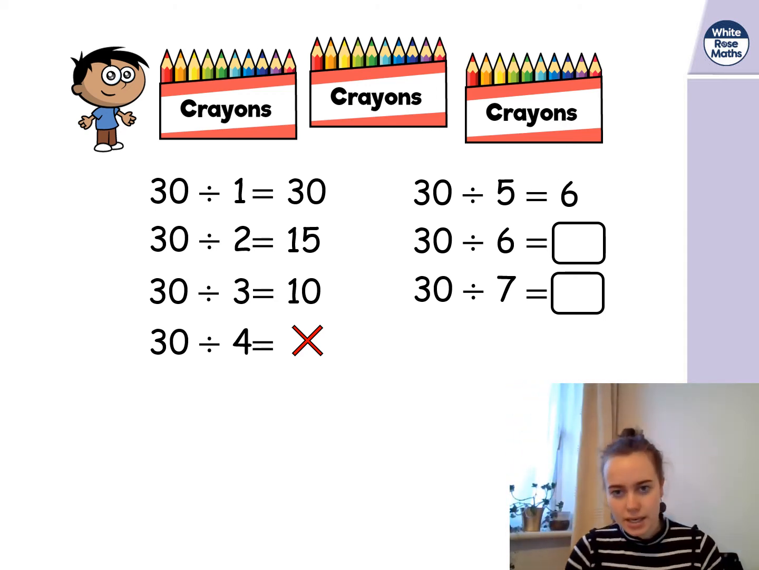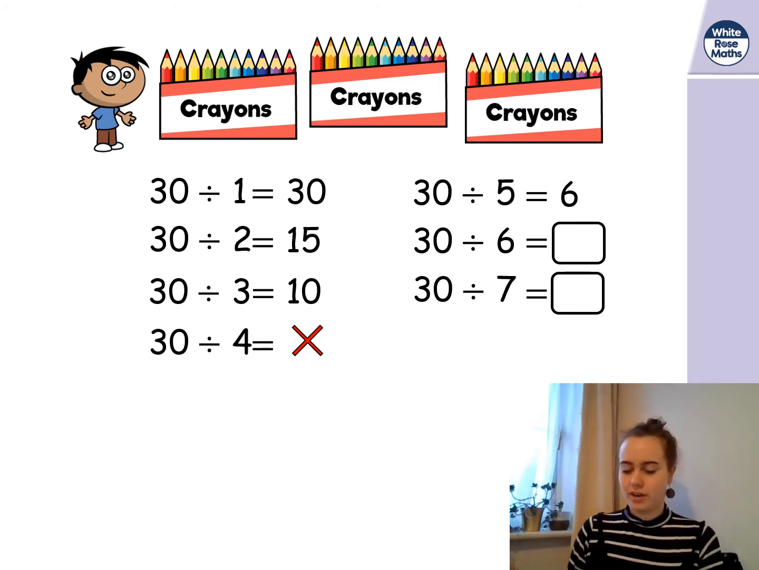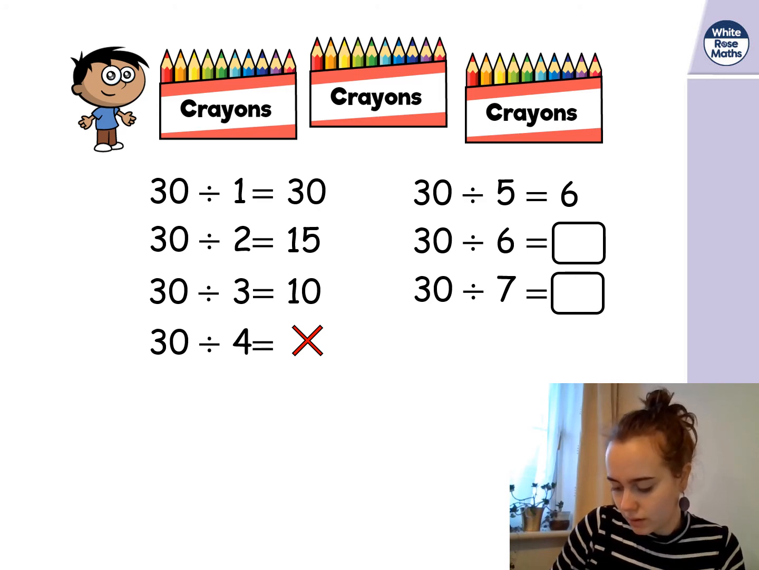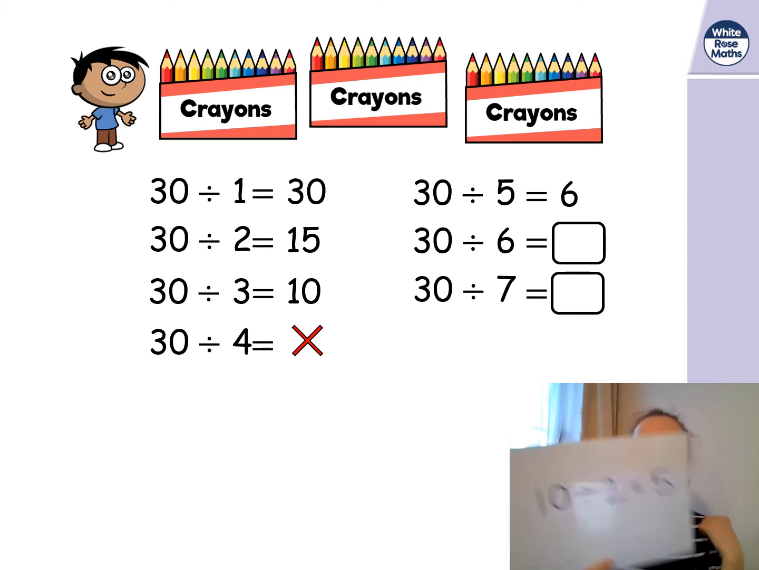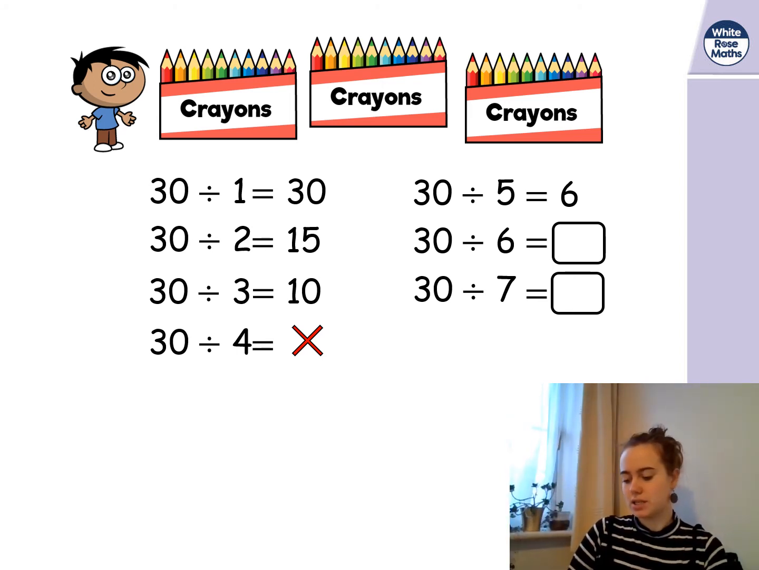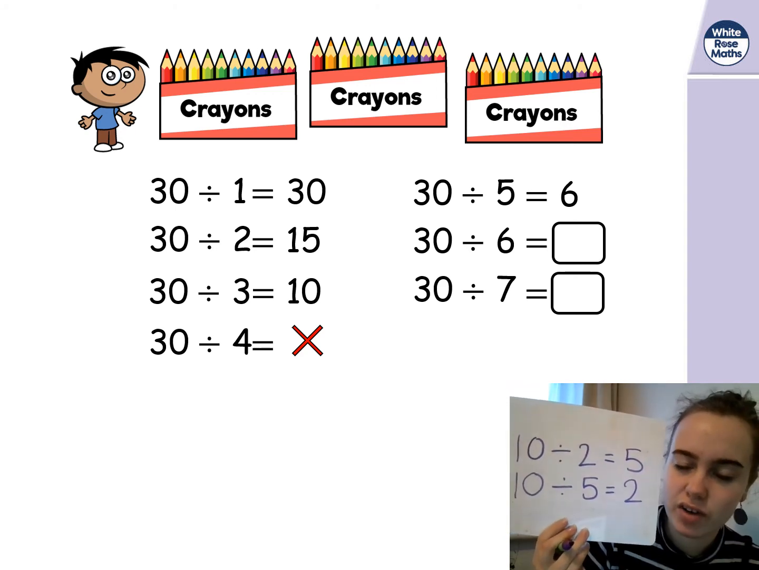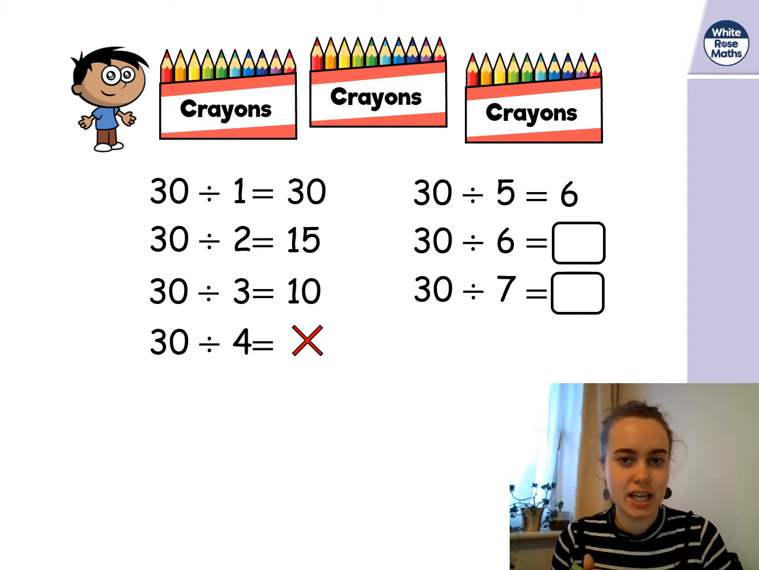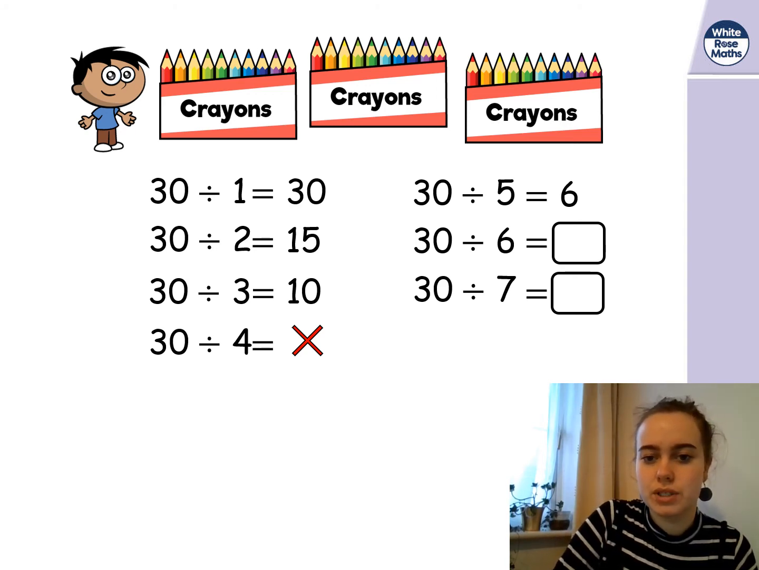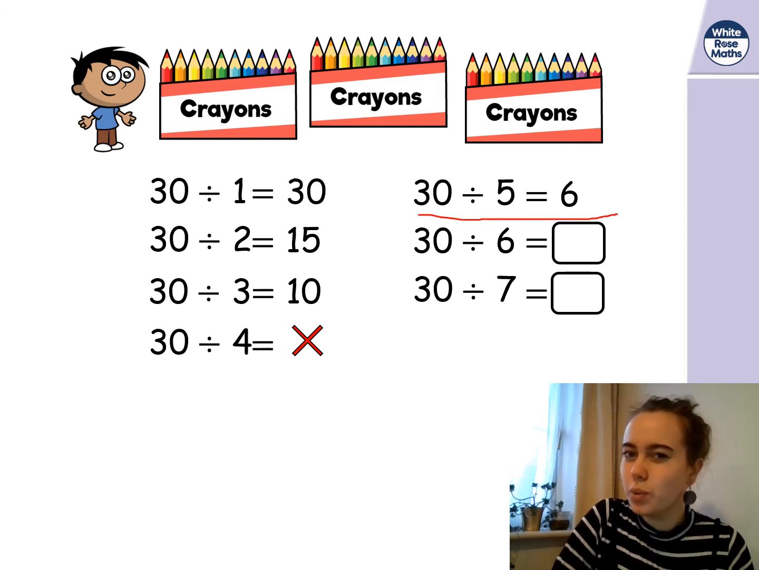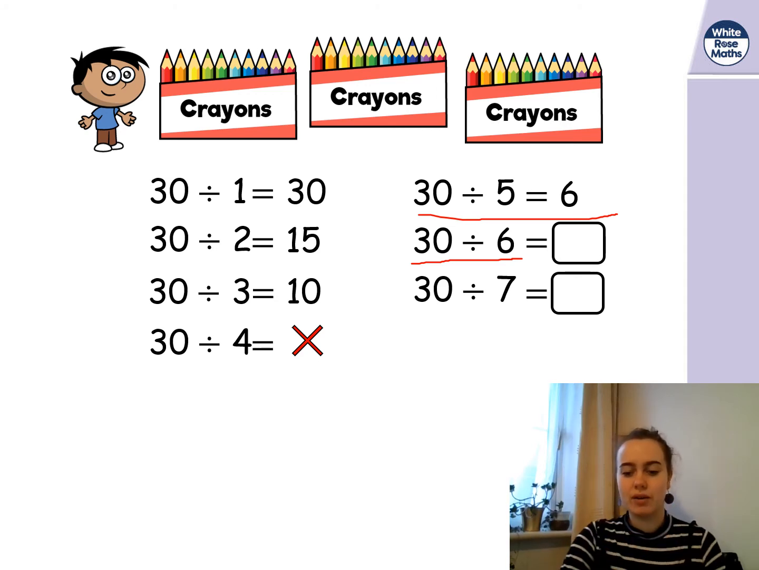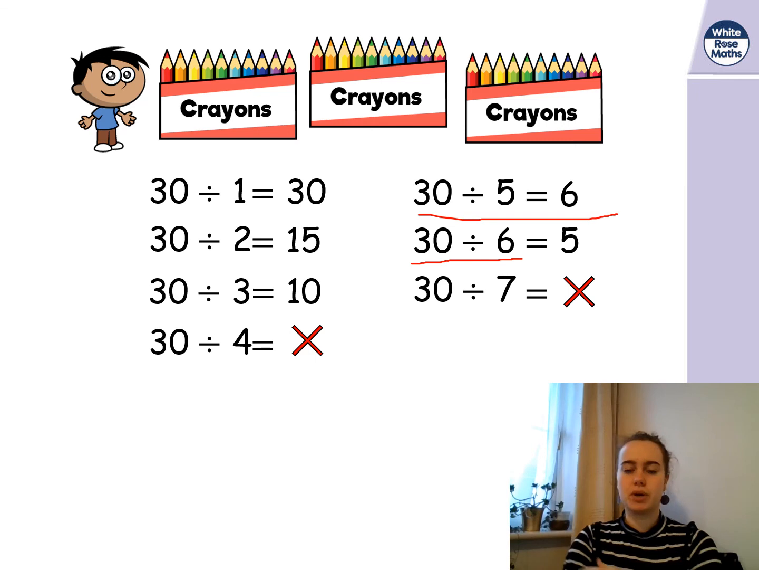There you go. And now, remember, for example, if I did 10 divided by 2 equals 5, I could also, using that number sentence that I already have, switch round the numbers. 10 divided by 2 equals 5, 10 divided by 5 equals 2. So if I know that 30 divided by 5 equals 6, there you go, what would 30 divided by 6 equal? I've switched the numbers around. 30 divided by 6 would equal 5. And 30 divided by 7 I cannot do. I would not be able to split up 30 crayons into groups of 7. That wouldn't work. I'd be left with some over, not enough to make another group of 7.